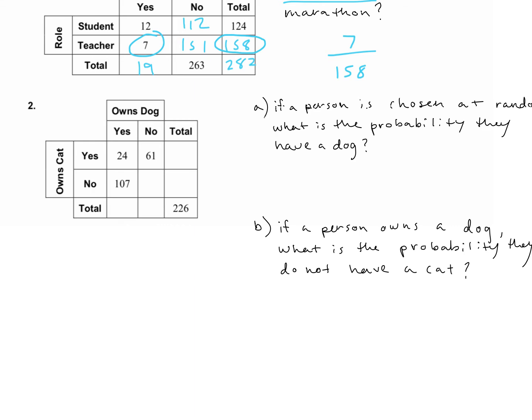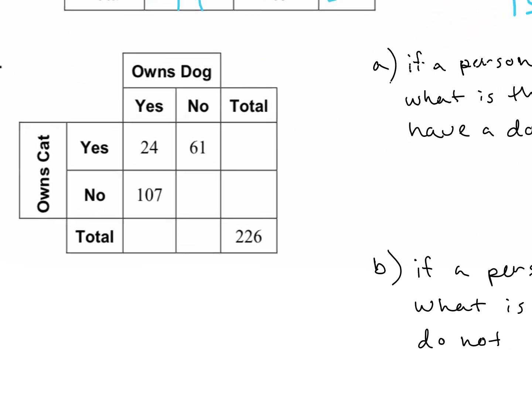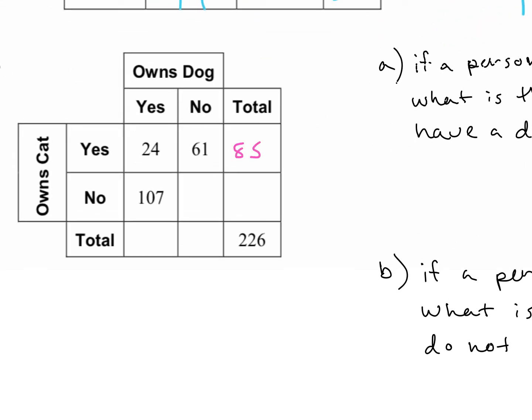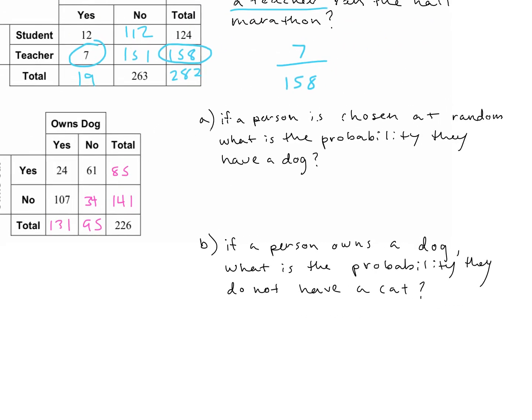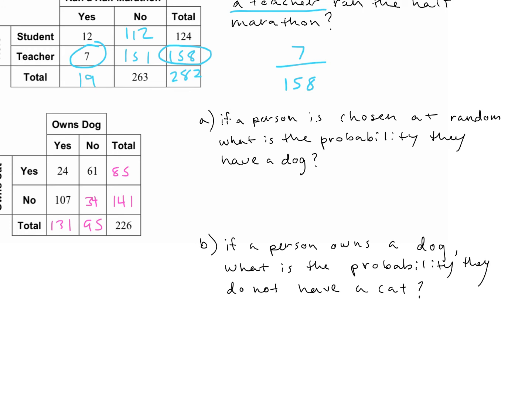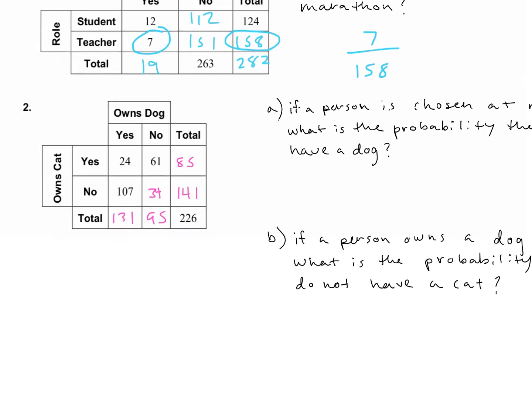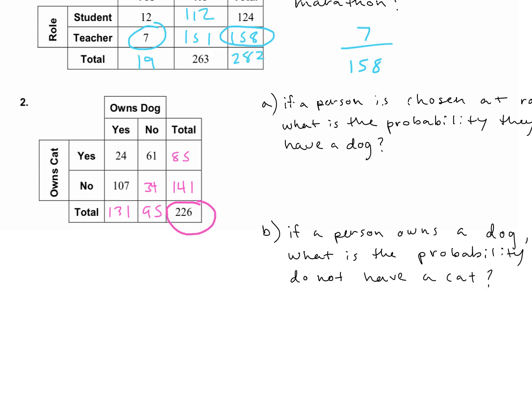Next question, we're moving on to the next chart below. So we would have 85 here, 141, 34, 131 here, and 95. So this question says, if a person is chosen at random, what is the probability that they have a dog? So we're choosing a random person, doesn't matter if they have a cat or not. So their total is 226.